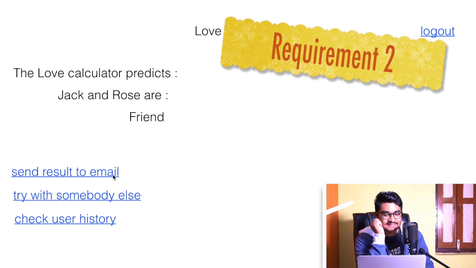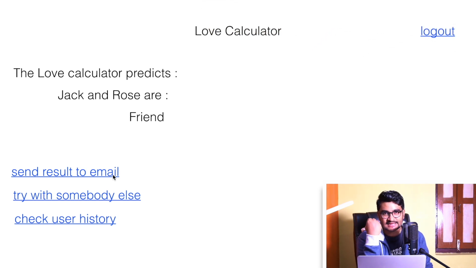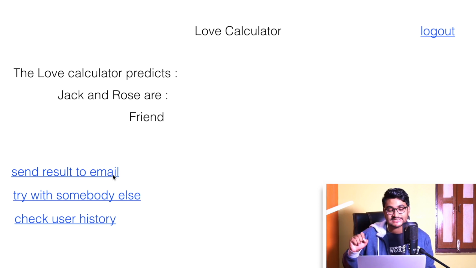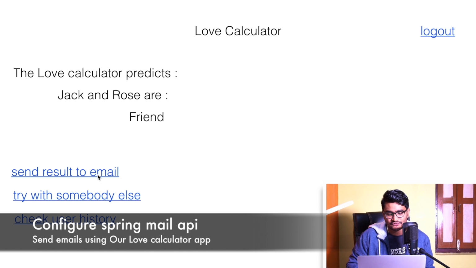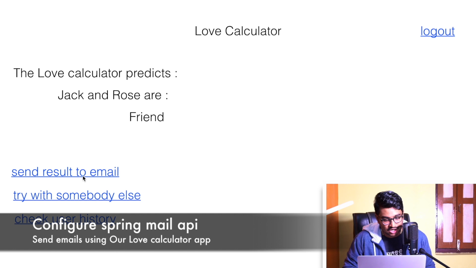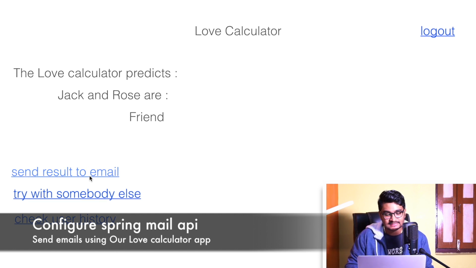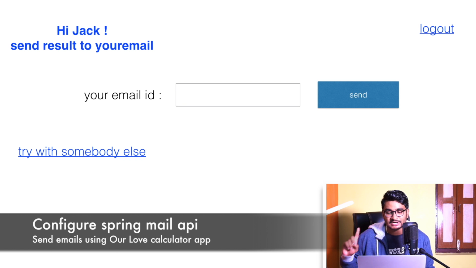So right now, imagine that if Jack and Rose are friends, so Jack is the user here, so he is trying to calculate the probability with this particular app, and let's say he got the result as friend. Right now, he should be able to send this result, whatever result our application predicts, to an email. So if he wants to do it, then obviously he can do that with our application by hitting this particular link called send result to email. So if you hit this link, we are going to design this particular page today.